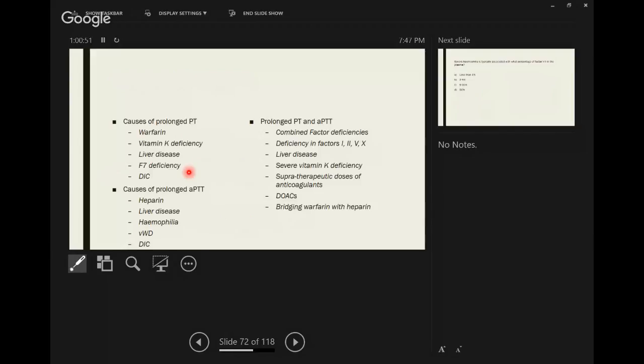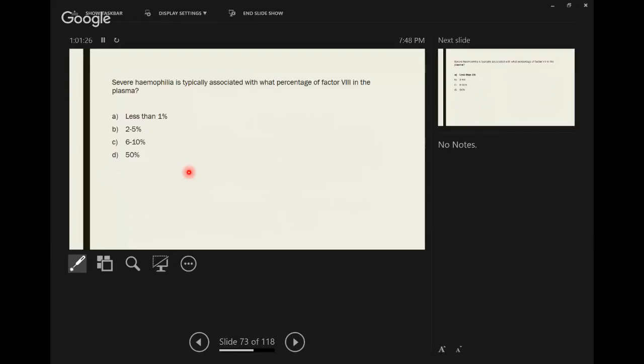And a prolonged APTT is heparin, liver disease, hemophilia, von Willebrand's disease, and DIC. If you get a prolonged PT and APTT, it can be a combined factor deficiency. It can be a deficiency in factor 1, 2, 5, or 10. It can be due to liver disease, severe vitamin K deficiency, supratherapeutic doses of your anticoagulants, so warfarin or heparin, DOACs, or bridging warfarin with heparin. DOACs and NOACs, they're the same thing, but different people refer to them as different ones. DOAC just stands for direct oral anticoagulant.